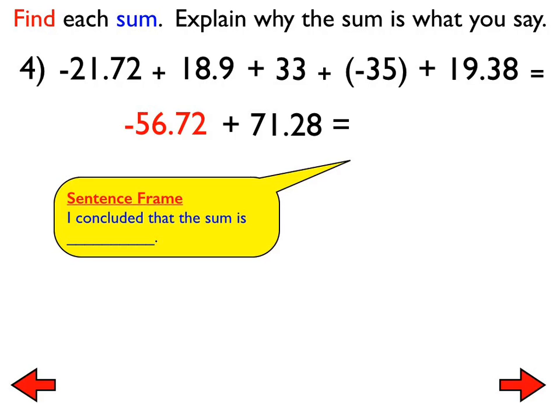But when we gather all of our positives, that's how many positives we have. And we have 14.56 more positives than negatives. So I concluded that the sum is 14 and 56 hundredths.